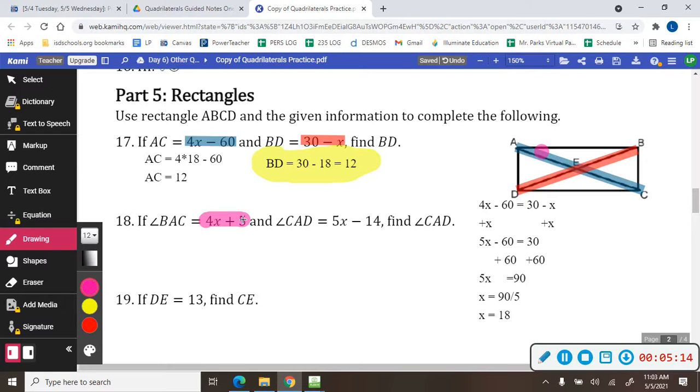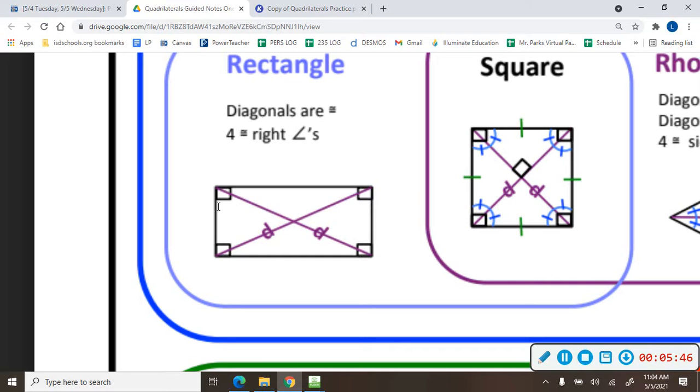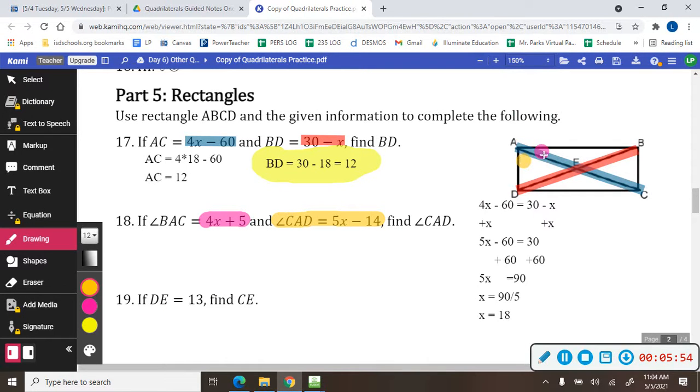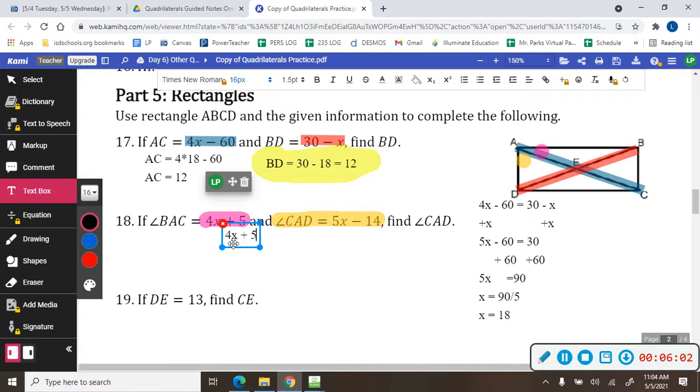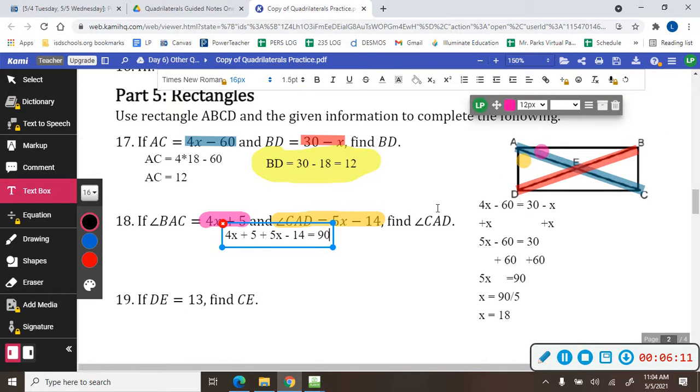And then they say angle CAD, so that would be CAD, that'd be this angle. So they want us to find the measure of angle CAD. So they want me to find the measure of this yellow angle. Well, it's a rectangle. What do I know about the angles of a rectangle? Let's go look. On a rectangle, the angles are 90 degrees. So because the angles are 90 degrees, that's my equation. I would say the purple or fuchsia plus yellow is 90 degrees. So my equation would be 4x plus 5 plus 5x minus 14 is equal to 90. Because this angle plus this angle is 90 degrees.